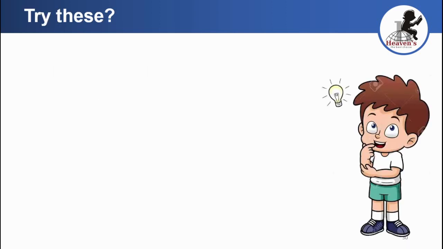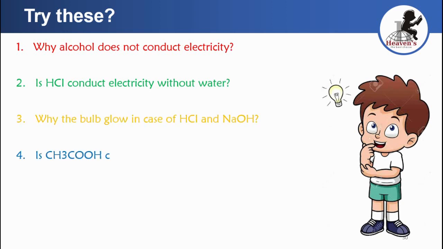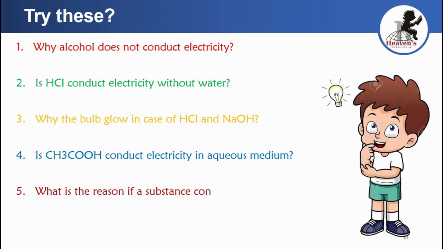Try this. First question is, why does alcohol not conduct electricity? The second one is, does HCl conduct electricity without water? Third one is, why does the bulb glow in case of hydrochloric acid and sodium hydroxide? And fourth one is, does acetic acid conduct electricity in aqueous medium? Last one is, what is the reason if a substance conducts electricity? So all these questions are covered in the previous activity. Go through the activity and answer all these questions.